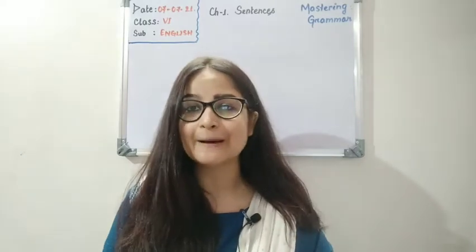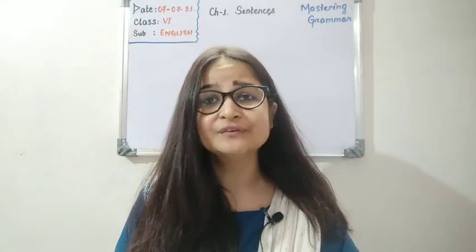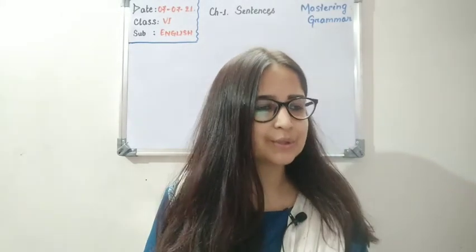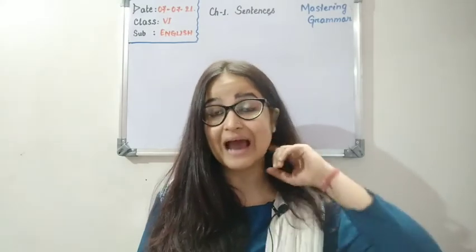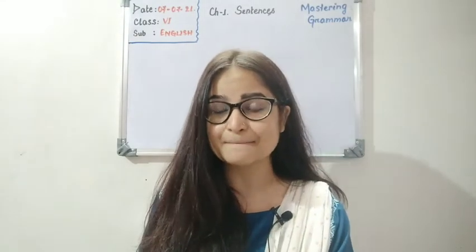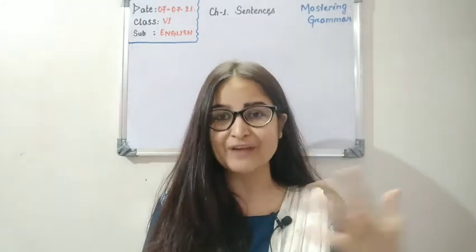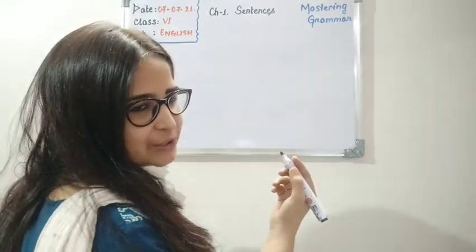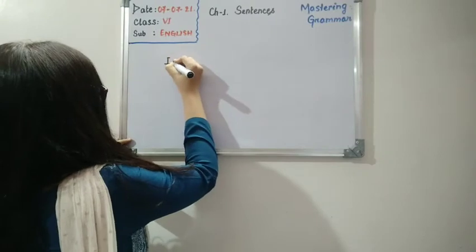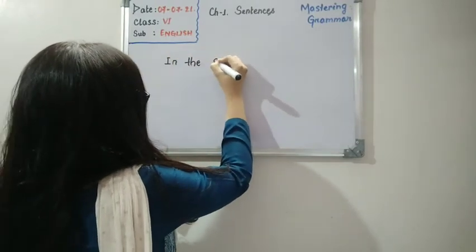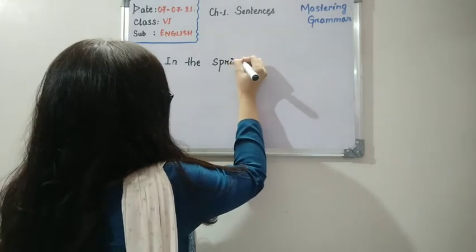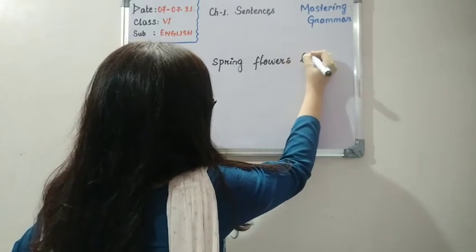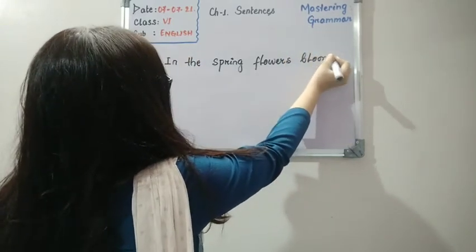Now we are going to learn about some features of subject and predicate. Now children, the first thing, you can see it in your book right there. The subject is usually placed before the predicate. I gave you that example: In the spring, flowers bloom. Let's look at that example again to understand this feature. Right children? So what is being told here?